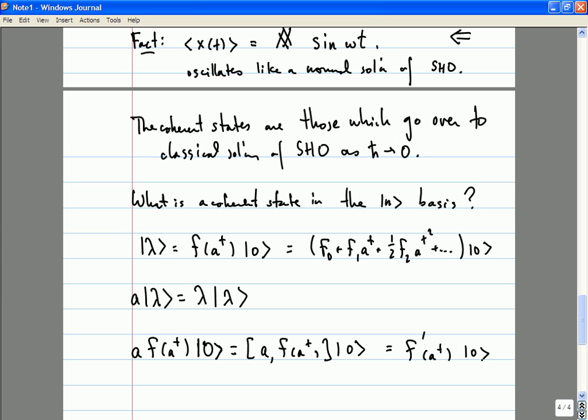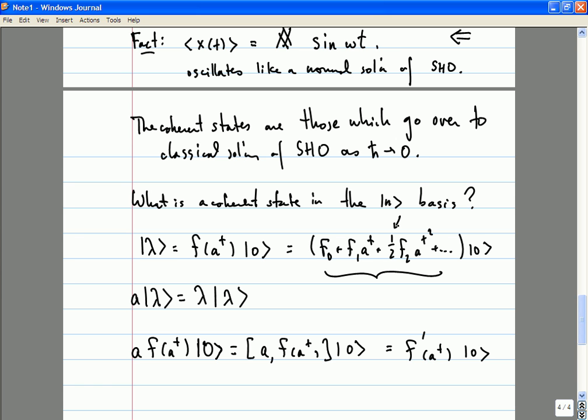An easy way of seeing that is simply just to use this Taylor expansion here and ask what happens when you take the commutator with a. Well, f0, that term drops out because the commutator of a with a constant is 0. The first term will be f1 times the commutator of a with a dagger, which is 1. The second term will be f2 times 1/2 the commutator of a with a dagger squared. So that's just equal to a dagger, because the 2 coming from the commutator of a with a dagger squared will cancel the 1/2 that appears right here, and so on and so forth.